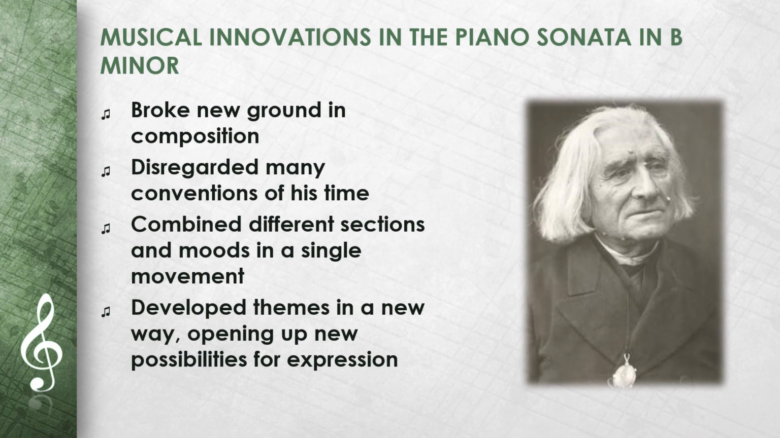With his Piano Sonata in B minor, Liszt broke new ground in composition and disregarded many of the conventions of his time. He dispensed with the traditional three-movement form of the sonata and instead created a work that combines different sections and moods in a single movement. The way in which he treated the musical themes was also innovative. Liszt developed the themes in a way that had not been done before, opening up new possibilities for expression. These innovations contributed to the Piano Sonata in B minor becoming a pioneering work in the history of music.